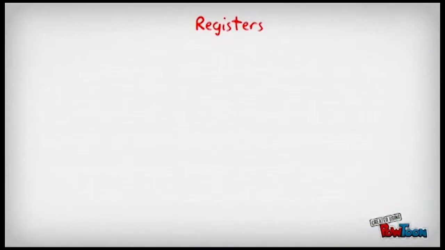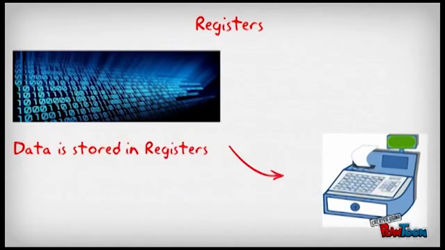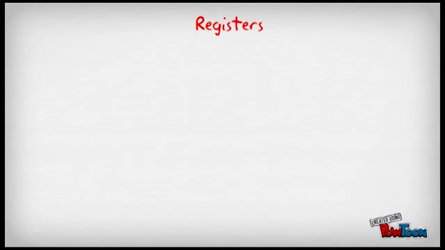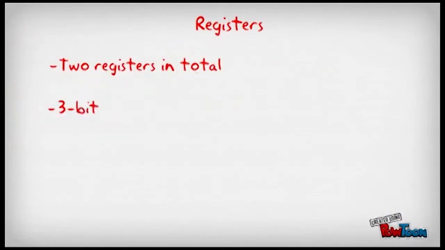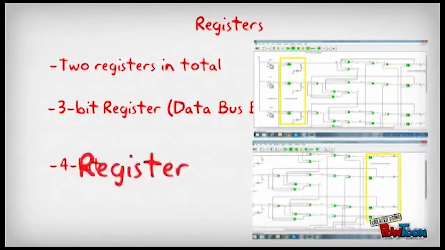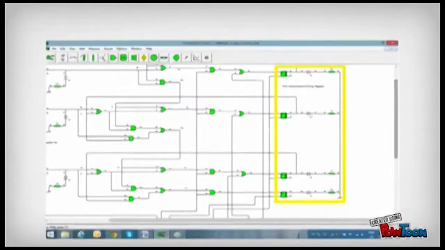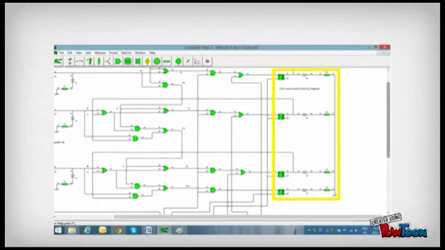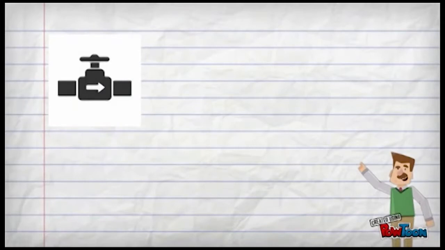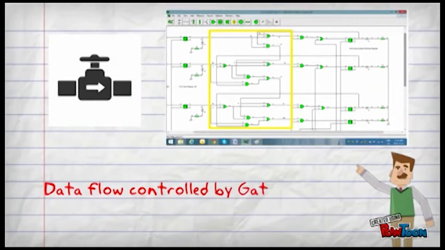Also in the ALU, there are places called registers which store information. I have two registers in my circuit, one 3-bit register for one of the input data buses and one 4-bit register for the outputs, which is also acting as a register for the input data bus A. Now the final result after the execution of any operation has to be stored somewhere. This information is stored in a place called the accumulator, which is the same as the register for the outputs. The flow of bits and operations to be carried out is controlled by gated circuits.